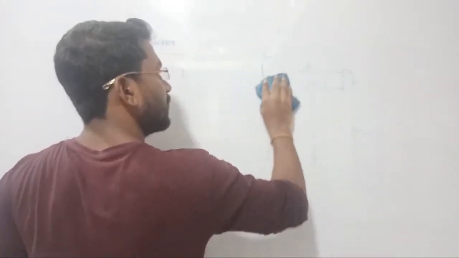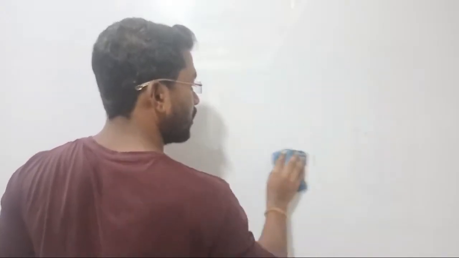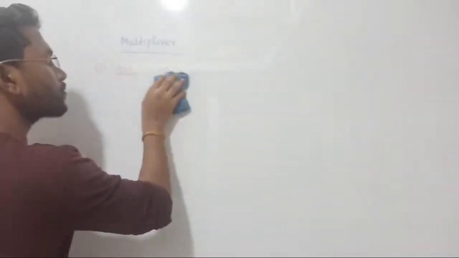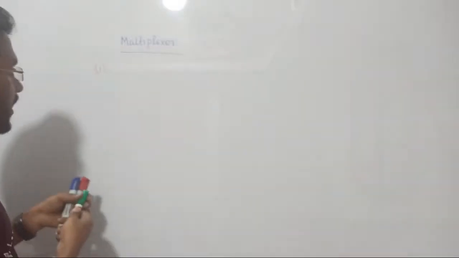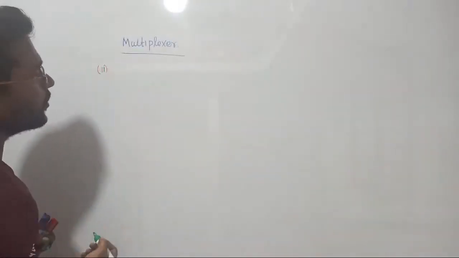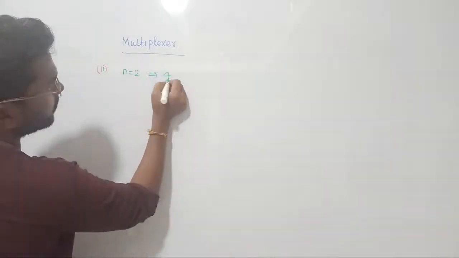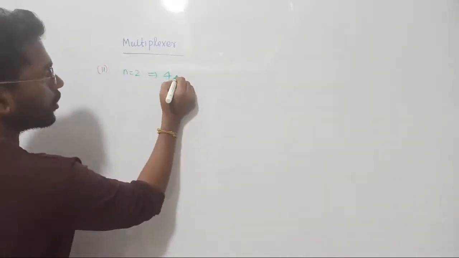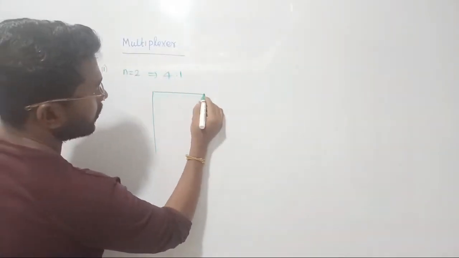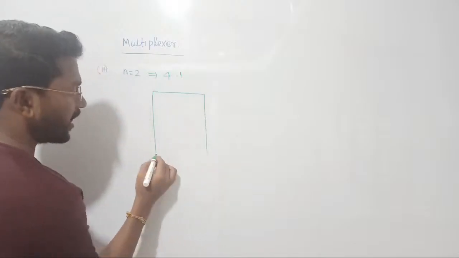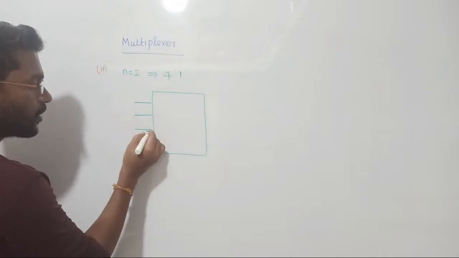Please do it by yourself, because now I know you all have understood what we are going to do here. It's a very simple operation. When I consider n equal to 2, if I am increasing the number of bits, then we are going to consider 4 cross 1 mux, which is very important. You can observe that almost 90% of the questions on mux will be framed from 4 cross 1 only, right?